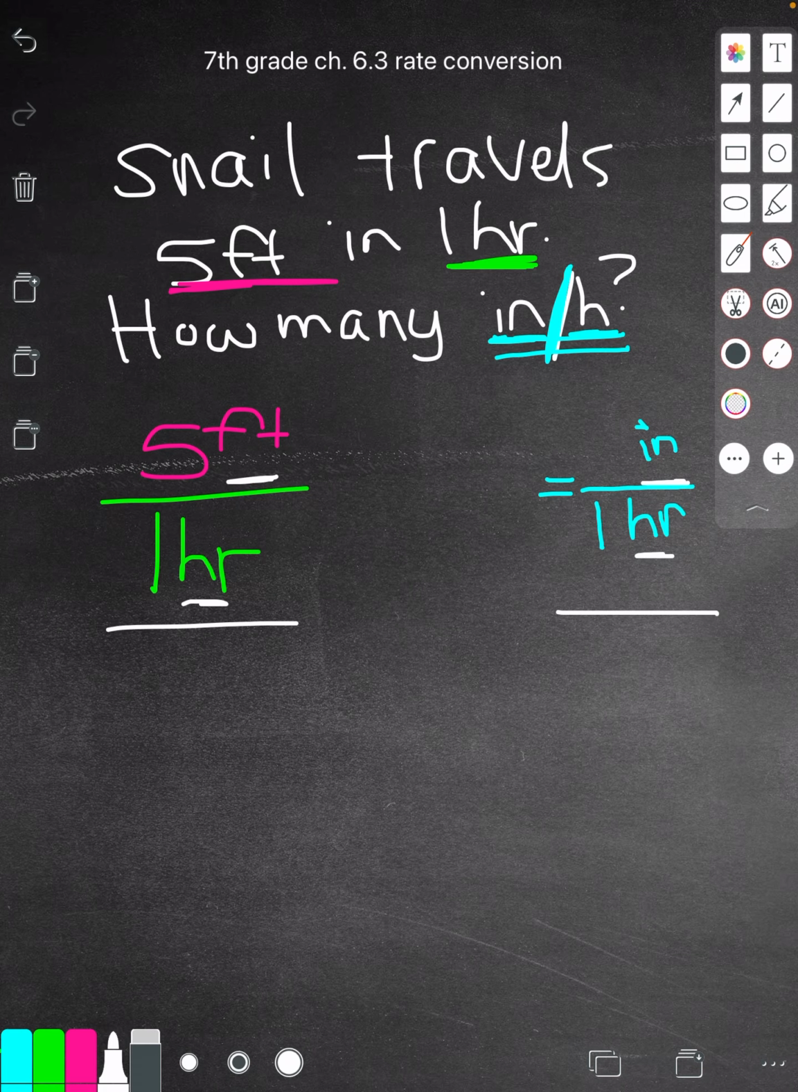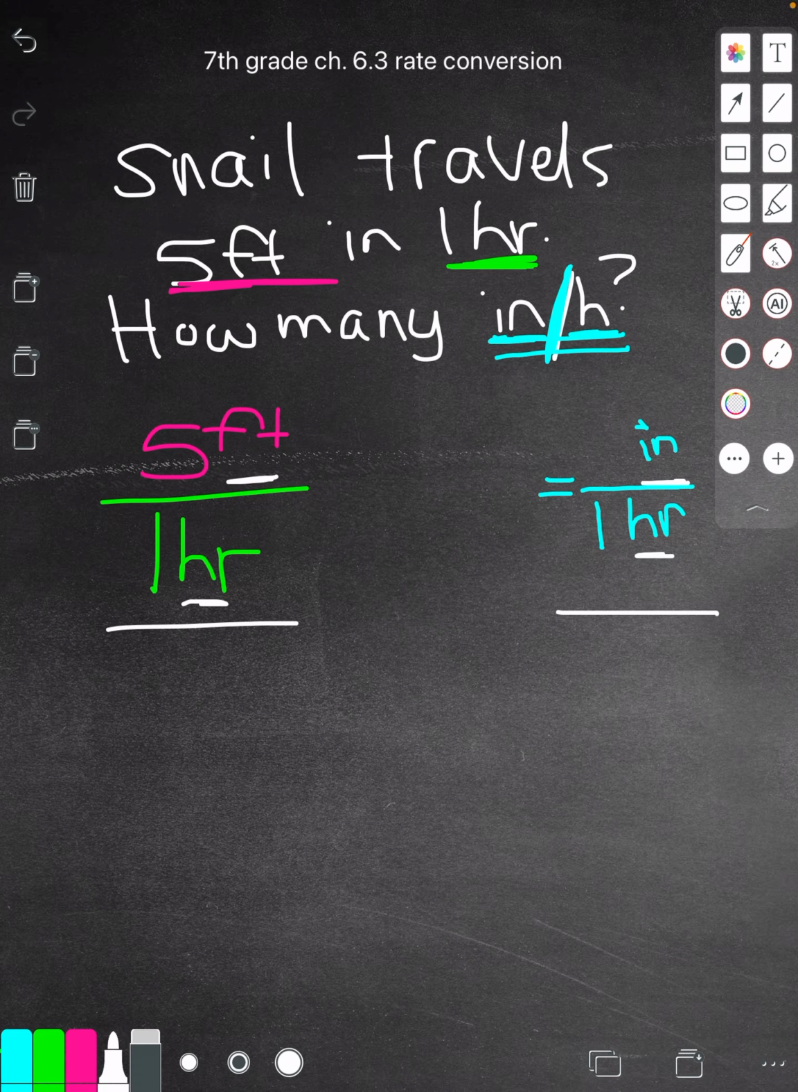In order to do that, I need to know how many inches are in 1 foot. So I say, if I'm going from feet to inches, how many inches are in 1 foot? Well, I know if I pick up a standard ruler, there are 12 inches in that ruler, which is a foot long. So there are 12 inches in a foot. I'm going to write that.